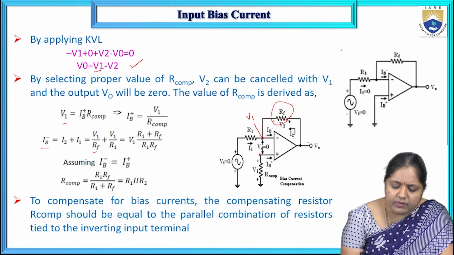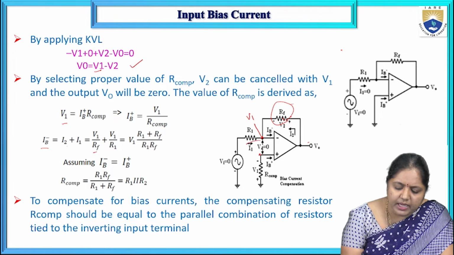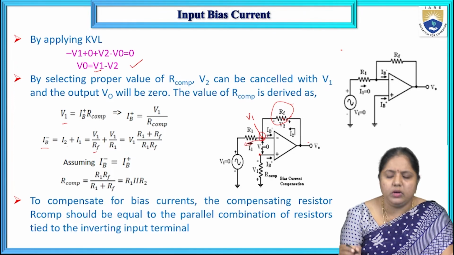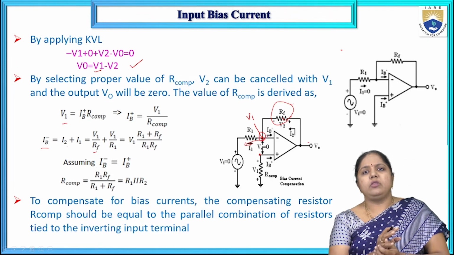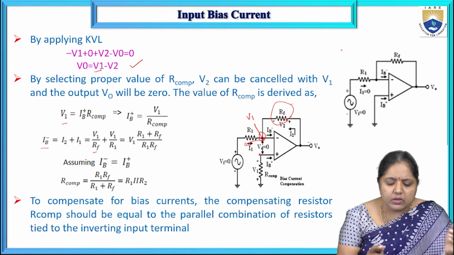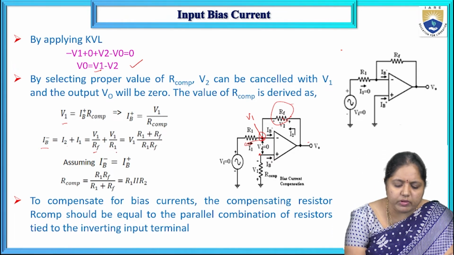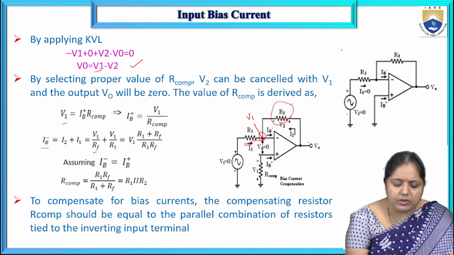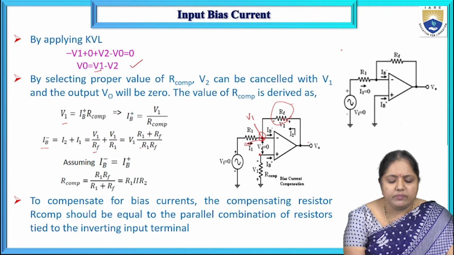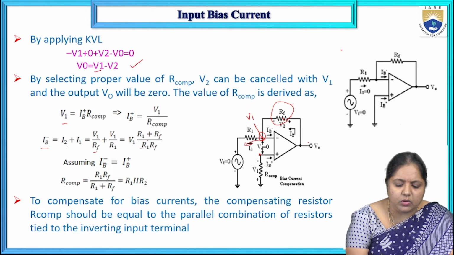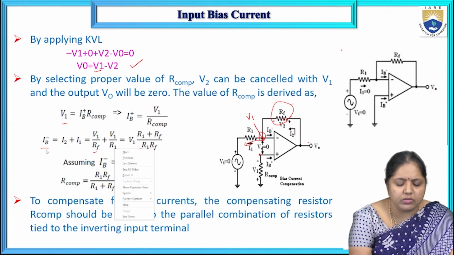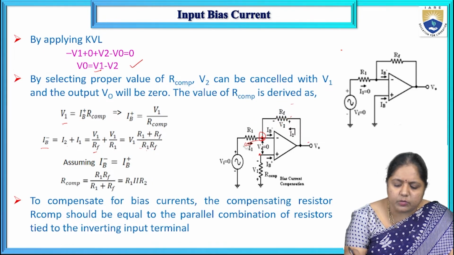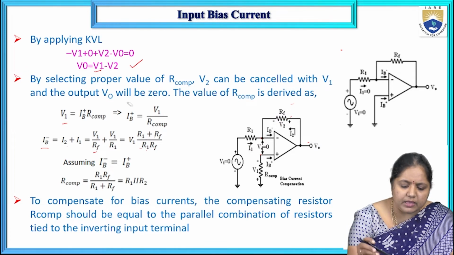Similarly, current I1 equals V1 by R1. With respect to this node, I am calculating the currents I2 and I1. So, V1 by R1 plus V1 by RF. Now, to simplify this equation, if I take the LCM, I get V1 times (R1 plus RF) by R1 RF. This is the expression for IB minus.